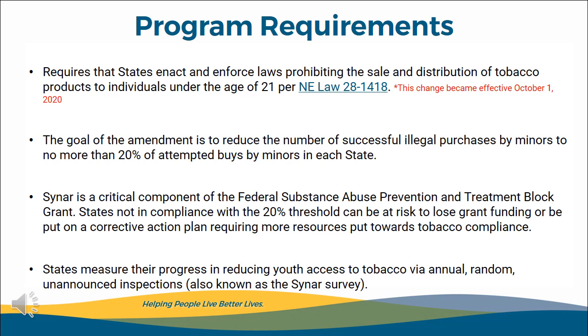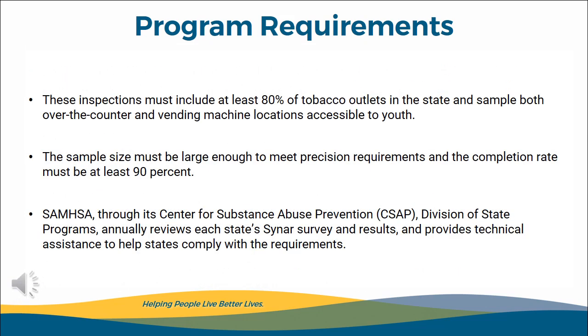So the way that we measure this is that states measure progress in reducing youth access to tobacco through annual, random, unannounced inspections, and this is known as the Synar Survey. The inspections that occur must include at least 80% of tobacco outlets in the state and sample both over-the-counter and any vending machine locations accessible to youth. The sample size must be large enough to meet precision requirements, and the completion rate must be at least 90%. SAMHSA, through its Center for Substance Abuse Prevention, or CSAP, the Division of State Programs, annually reviews each state's Synar survey and results and provides technical assistance to help states comply with the requirements.